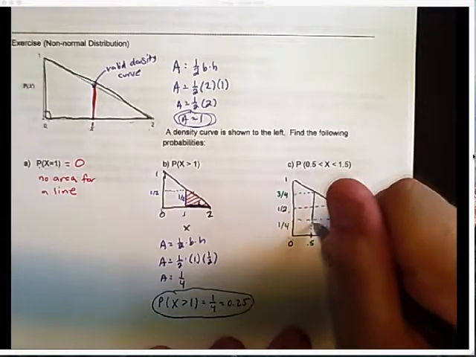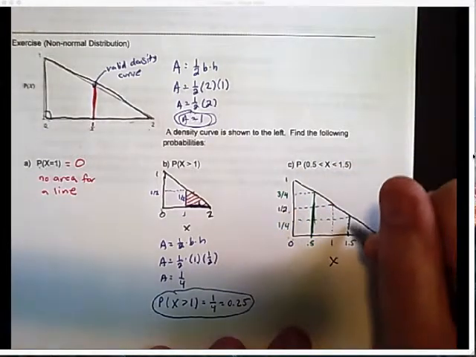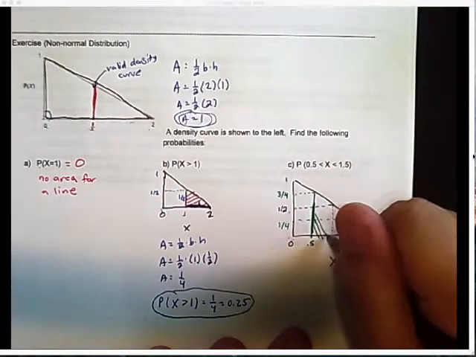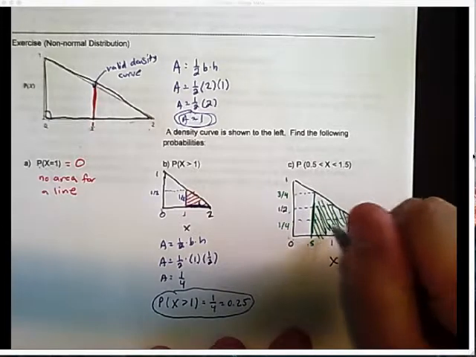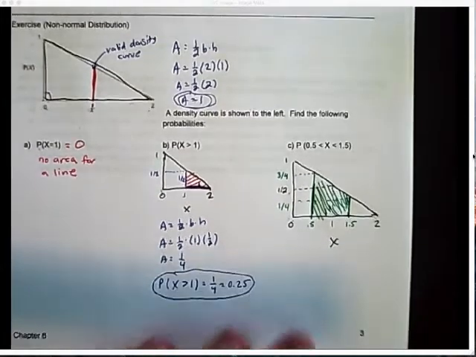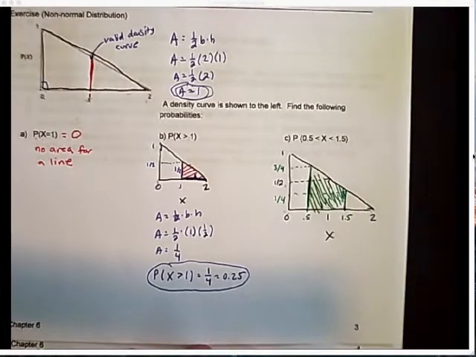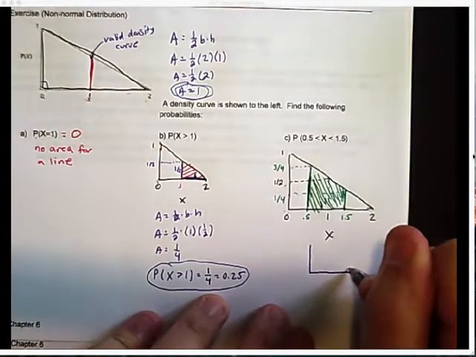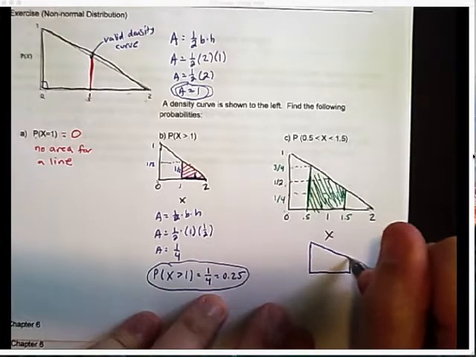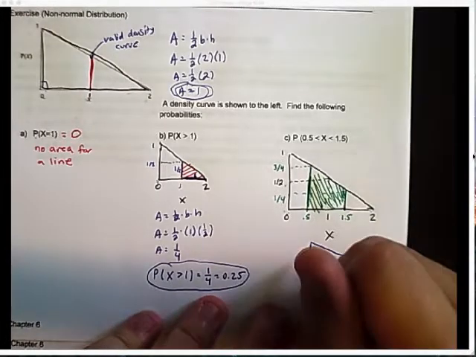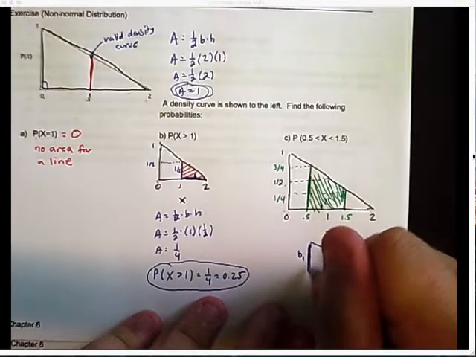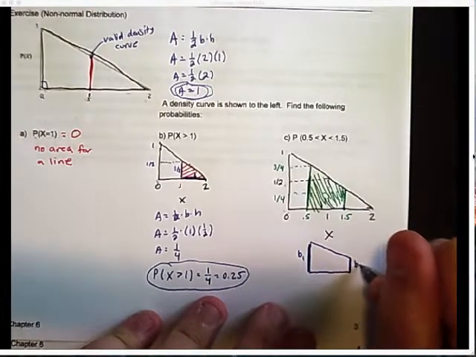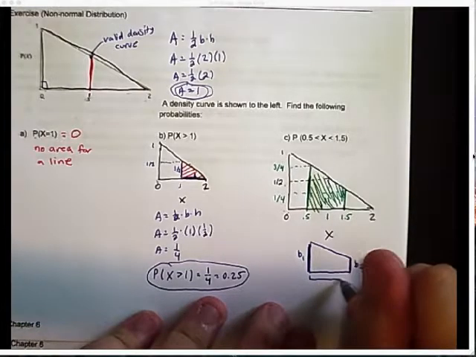Okay? So when I do my shading, what I'm really interested in is the area of that trapezoid. So the picture that I get here for the trapezoid looks like this, if I draw it accurately. There's the trapezoid. This is base 1 of the trapezoid, this is base 2, and this is the height.